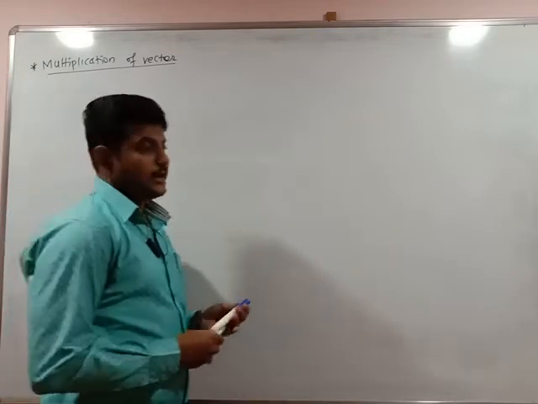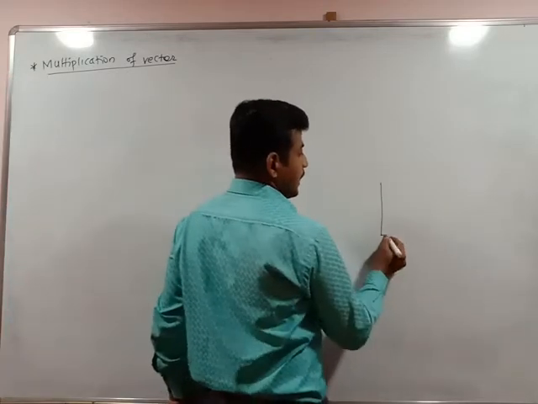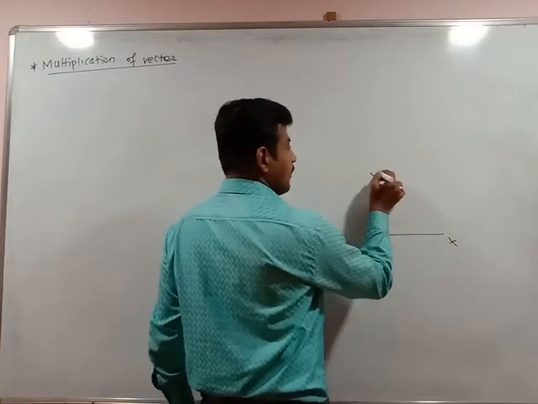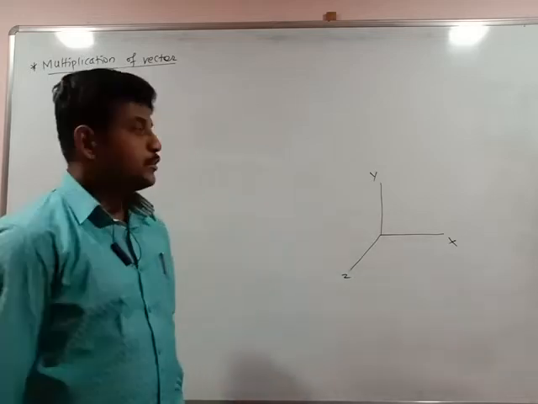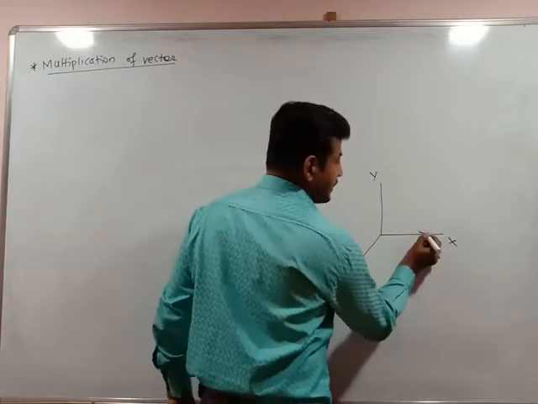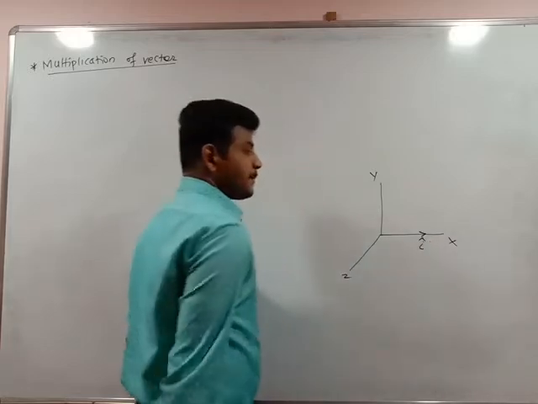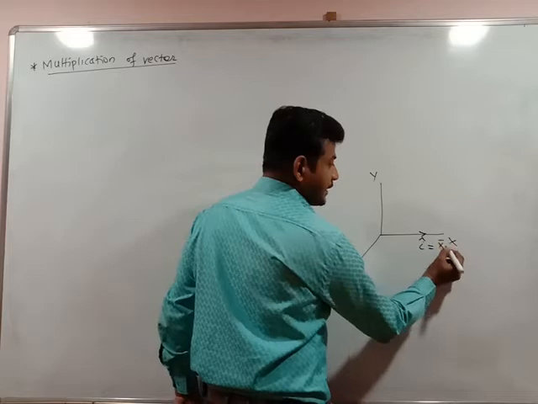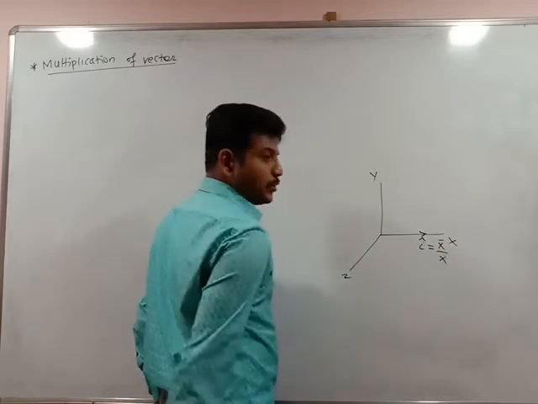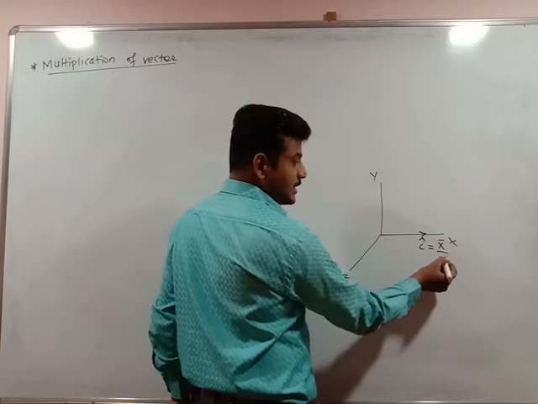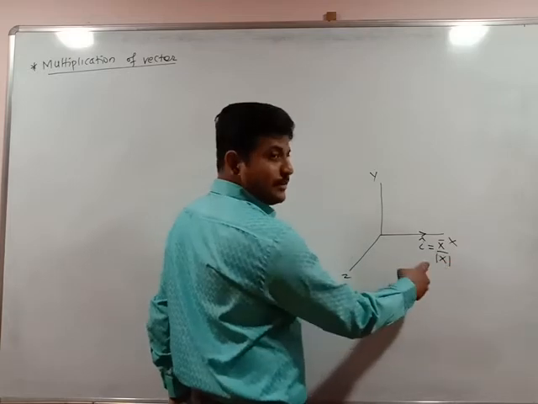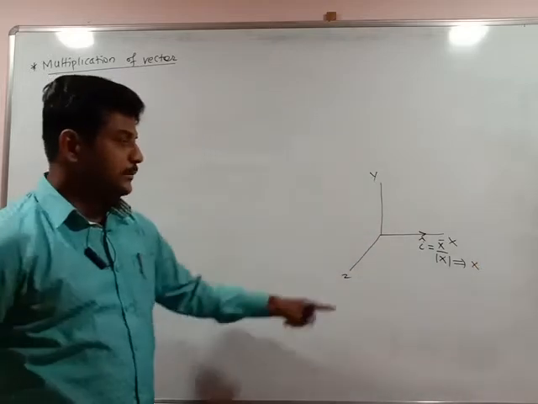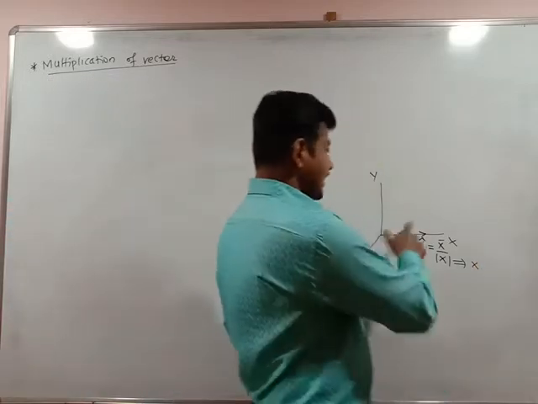If we consider a Cartesian coordinate system, in which there are x, y and z axes, then the unit vector along the x axis is represented by i cap. What is the definition of a unit vector? i cap is equal to the vector divided by its magnitude. So x bar is the vector, and its magnitude is mod of x, or simply written as a x. So i cap is the unit vector along the x direction.